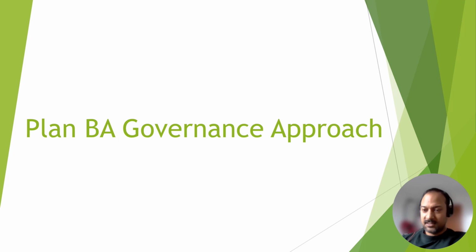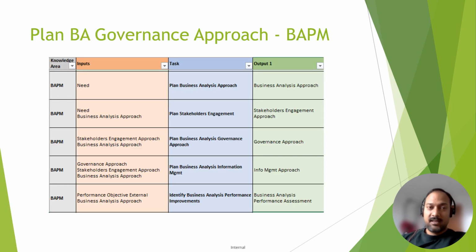So, Plan BA Governance Approach. This is the third activity or task in the Plan BAPM knowledge area, and you are familiar with this table now. The first activity was plan business analysis approach. The second was plan stakeholder engagement. Third is plan business analysis governance approach. The input for this activity is the plan business analysis approach and the stakeholder engagement approach. Those are the two outputs from the first two activities, which act as input for this third activity, and we get the governance approach as a result.